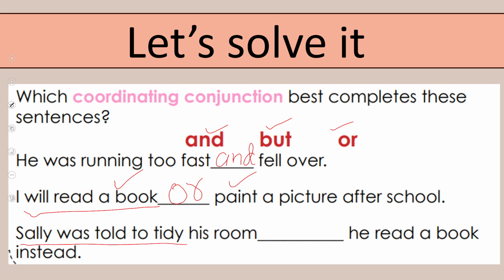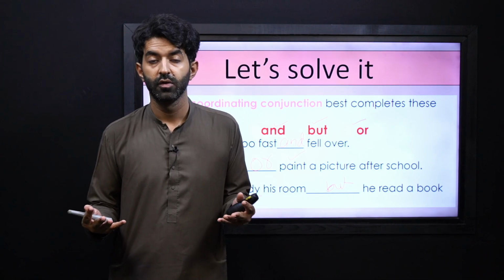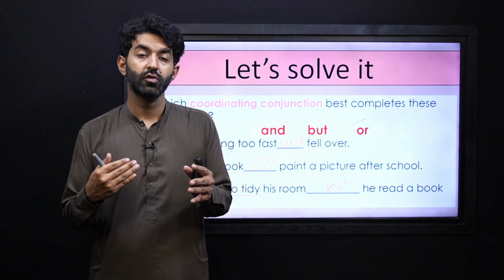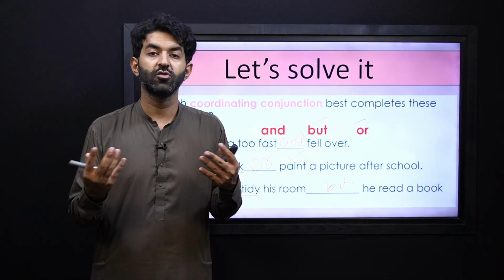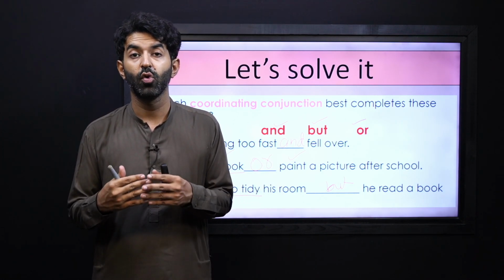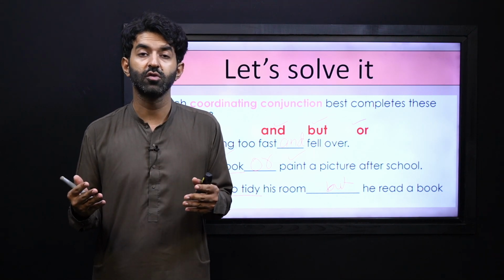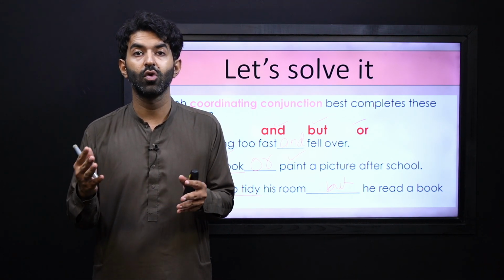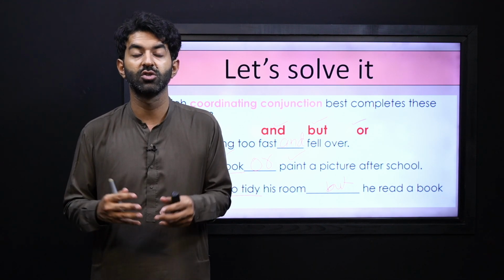Sally was told to tidy his room, but he reads a book instead. Now, Sally did not clean the room, but he preferred to read a book. So if you don't do something and do something else, that's why we use "but". And if you want to mention two things, you can use the conjunction "and", and if you have to mention choices, you can use the conjunction "or".